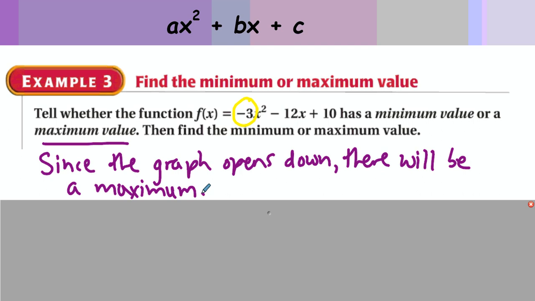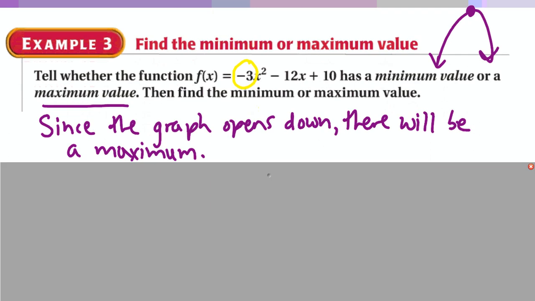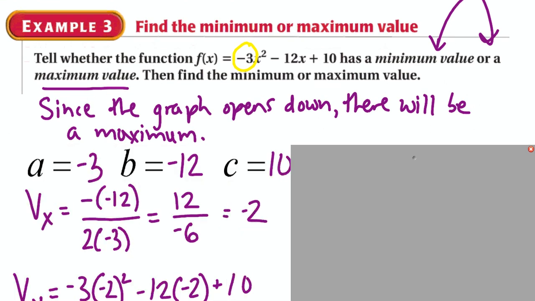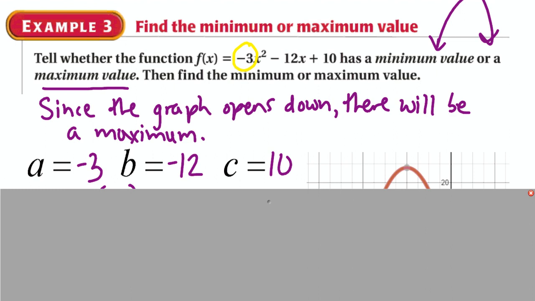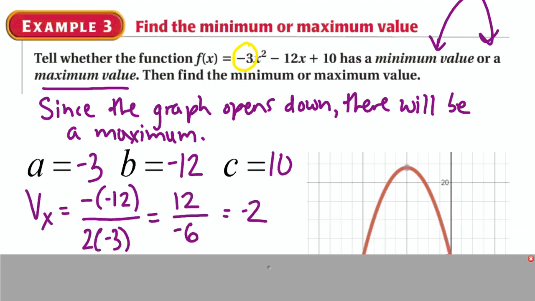How do I find the maximum? Well, if it's opening down, the maximum is going to be at the vertex. And I can find the vertex by doing negative b over 2a. So first thing I would do is identify what a, b, and c are. A is -3, b is -12. Here, let's do it one step at a time. C is 10. Once I've identified a, b, and c, I can find the vertex's x-coordinate by using -b divided by 2a. Negative of a -12 makes a +12, divided by 2 times a is -3 makes -6. Positive divided by negative makes a negative.